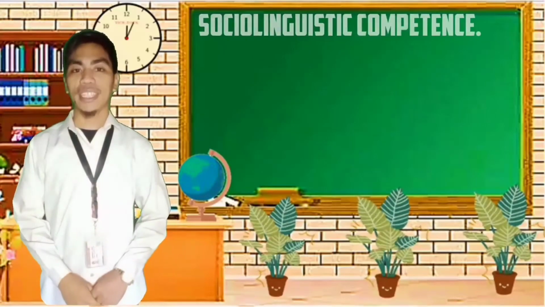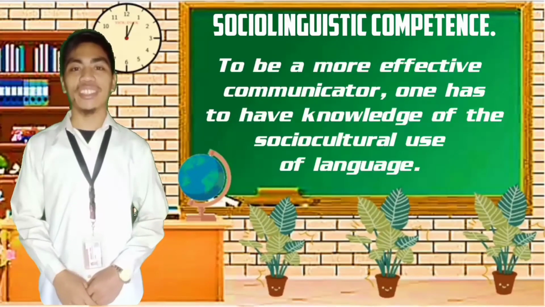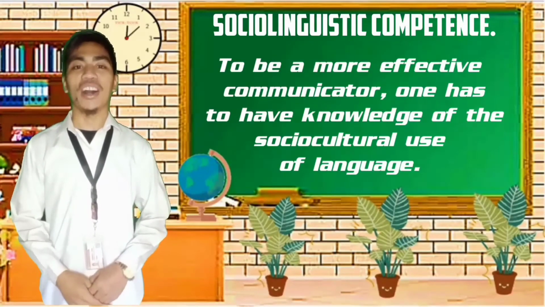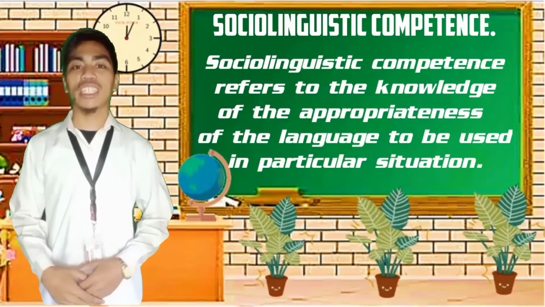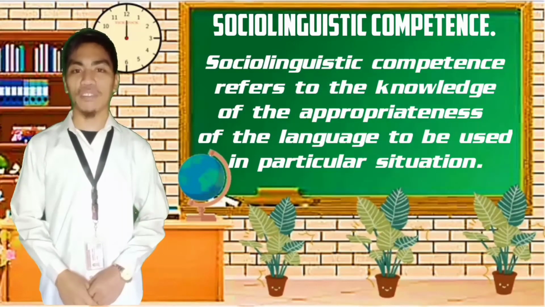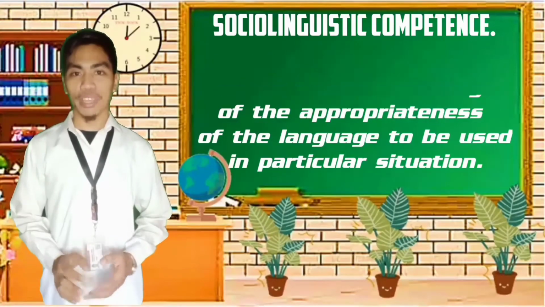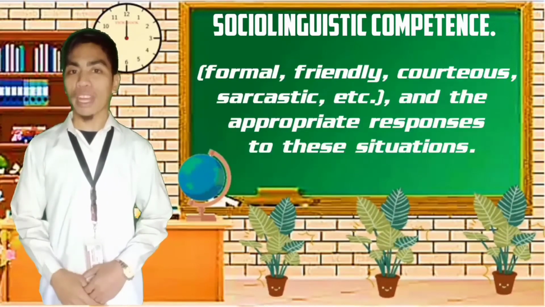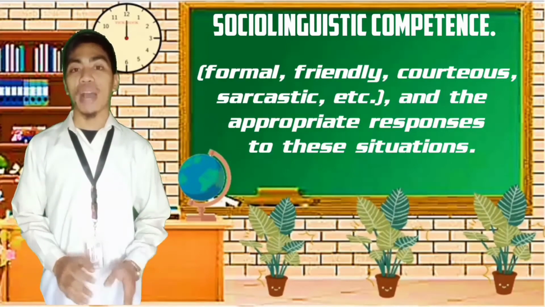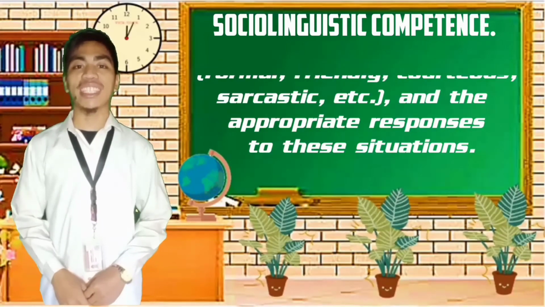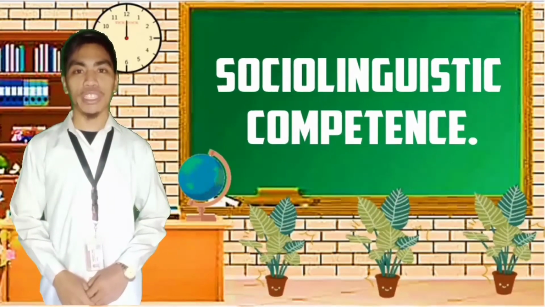The number 2 competency is sociolinguistic competence. To be a more effective communicator, one has to have knowledge of the sociocultural use of language. Sociolinguistic competence refers to the knowledge of the appropriateness of the language to be used in a particular situation: formal, friendly, courteous, sarcastic, and etc. And the appropriate responses to these situations. This competency will happen in a particular situation.